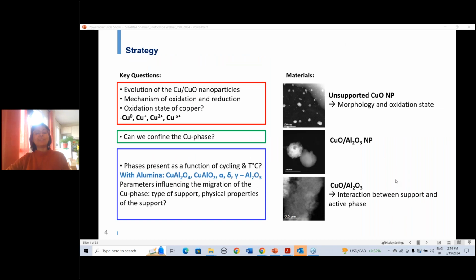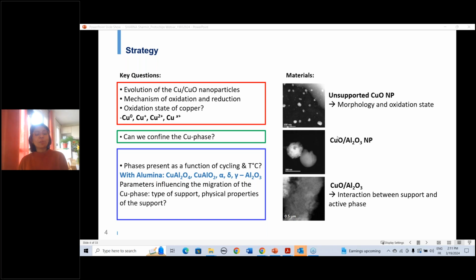So the strategy that we have employed is to go from a simplistic system towards a more complex system. Starting with unsupported copper oxide nanoparticles, just to see how the copper oxide or copper particle behaves as a function of oxidation conditions, like temperature, what is the phase, if it's copper 1 or copper 2, and so on. And then we will increase the complexity towards industrial material.